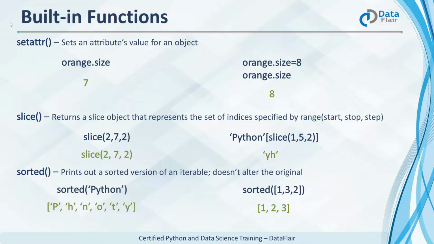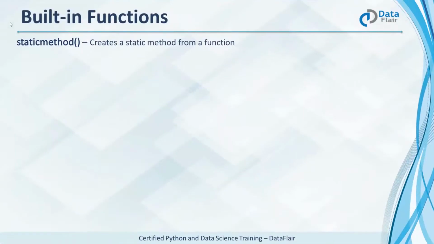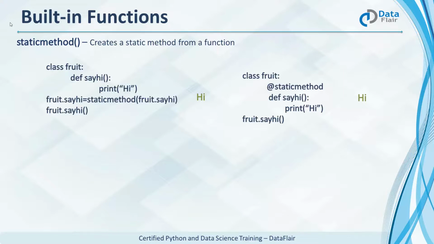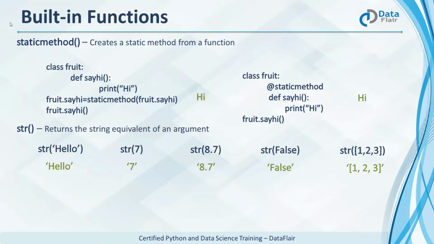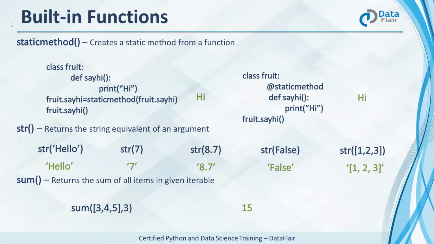Sorted prints a sorted version of an iterable without modifying the original. Staticmethod creates a static method from a function. A static method is one that is bound to a class, not to an object. sayHi is a static method for class fruit, and we can also declare so with a decorator. str converts a value into a string. Sum adds all values in an iterable.